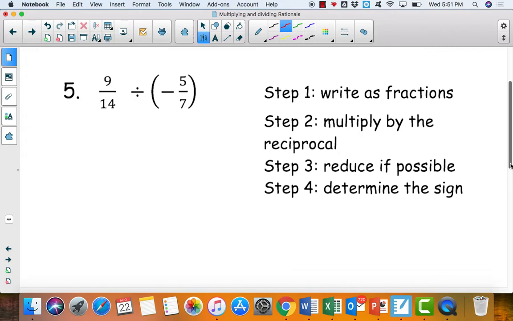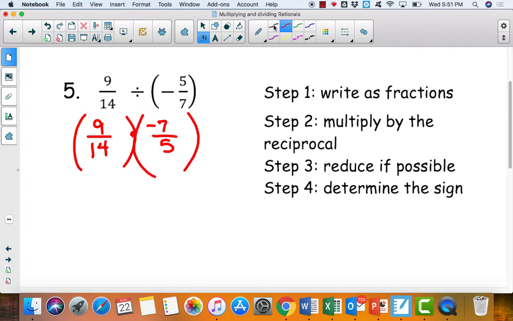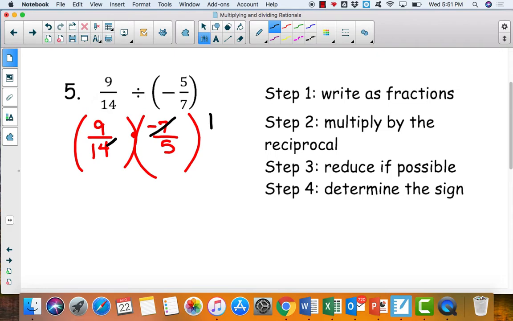And I know that the rule for dividing is to multiply by the reciprocal. You guys remember it as keep, change, flip. All right? So I'm going to multiply straight across, but remember that we talked today in class how you can cross-reduce. 7 will go into itself 1 time, 7 will go into 14 2 times, 9 times 1 is 9, 2 times 5 is 10. I had a positive divided by a negative, which means my answer is going to be negative.